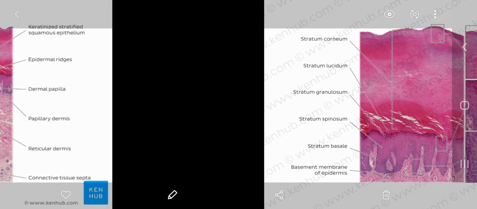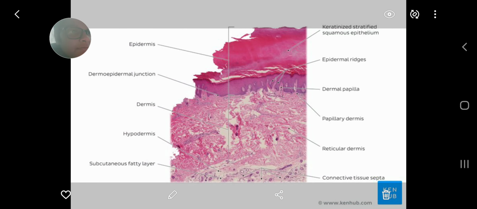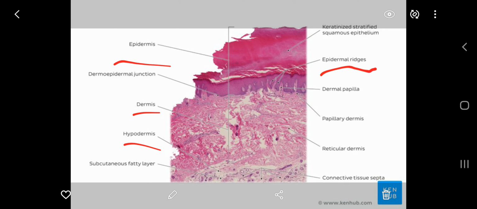Let me show you another diagram. So you can see in this diagram more clearly the epidermis, dermis, hypodermis, subcutaneous or fatty tissue, the epidermal ridges, dermal papilla, papillary dermis, which is basically the same term, reticular dermis, and connective tissue septa.